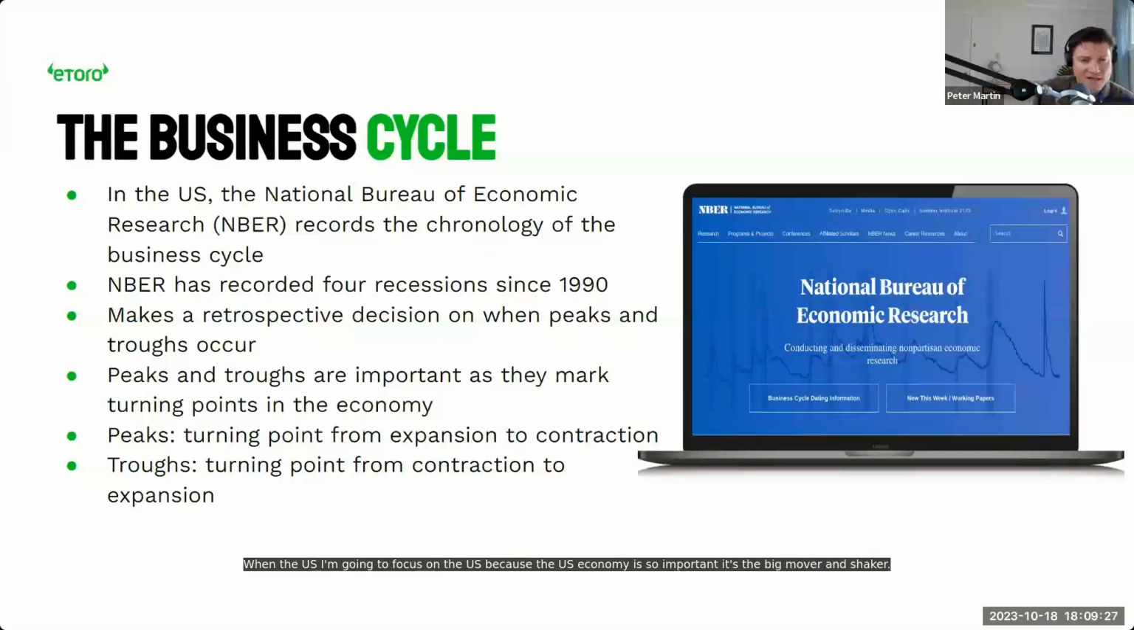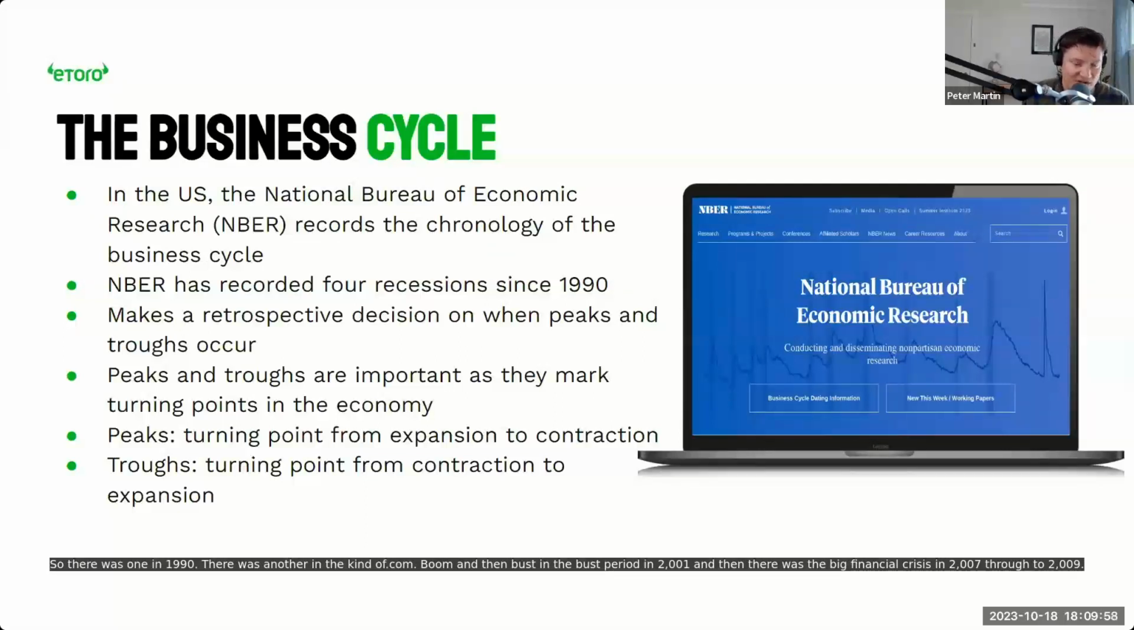In the US, I'm going to focus on the US because the US economy is so important. It's the big mover and shaker of financial markets. The National Bureau of Economic Research, the NBER, records the chronology of the business cycle. So they are the arbiters of when these things occur, when we get peaks and troughs, when we're in a recession or not. And they've recorded four recessions in the US since 1990.